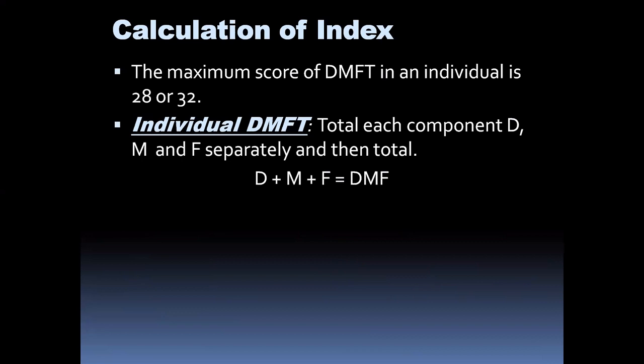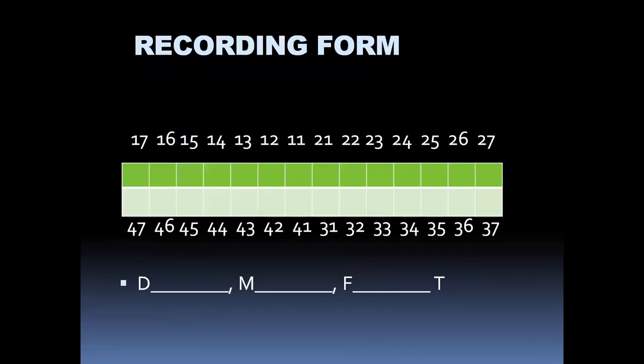As I told you, I'm going back to the recording format. Suppose you have a D component in 16 and 17, a D component in 26 and 27, 36 and 37 missing, and 46 and 47 missing. So we have four decayed teeth and four missing teeth. So it comes out to be 8.